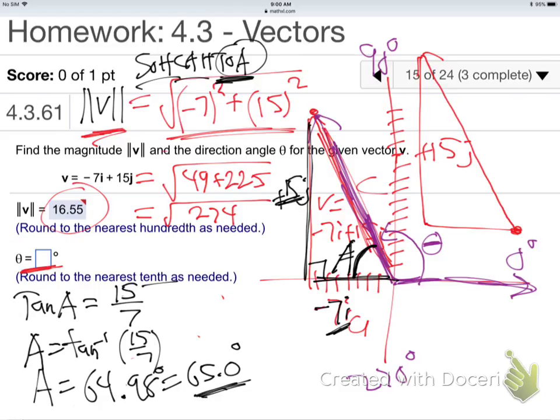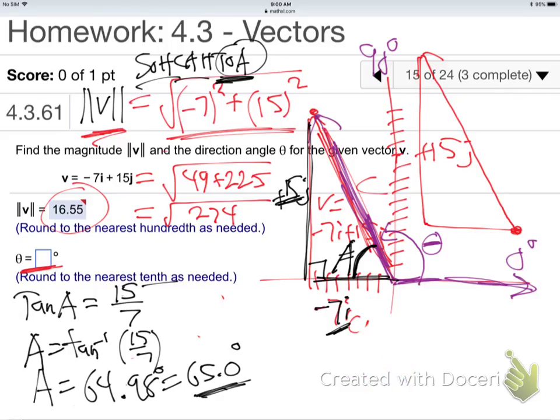Careful, though. That's not theta. That's A. Now I got to take away from 180. But first off, before I go and do that, is everybody okay with how I got just that angle, A? Right? Opposite over adjacent. Tangent is opposite over adjacent when you're in a right triangle. So I've got A.